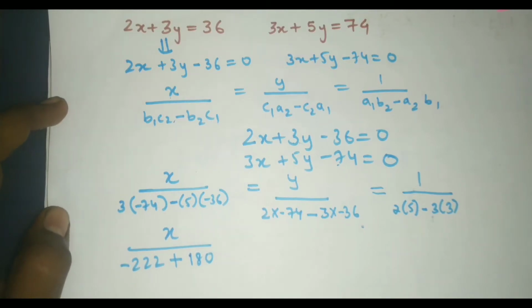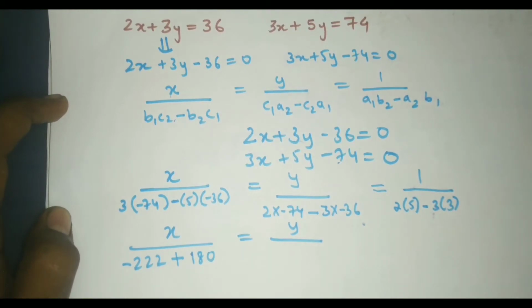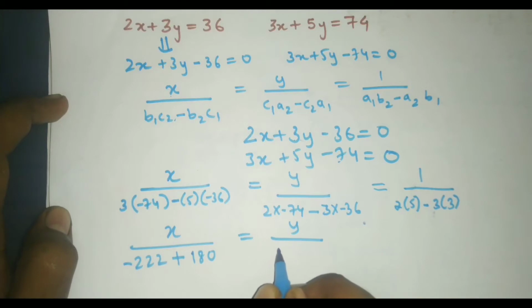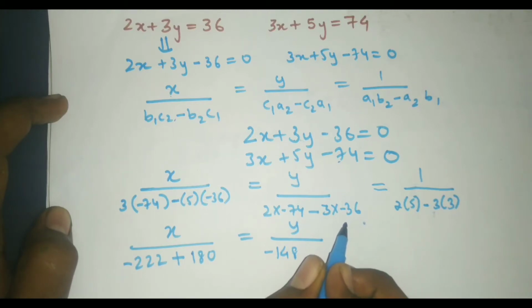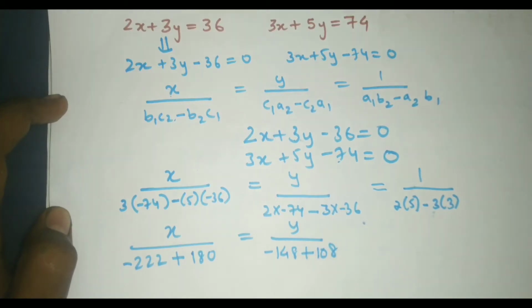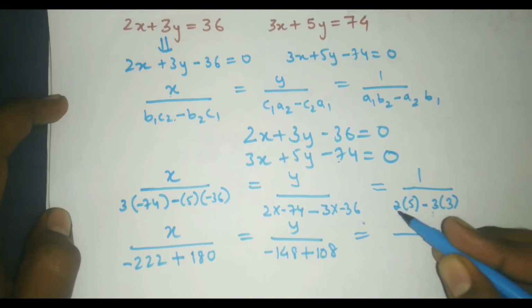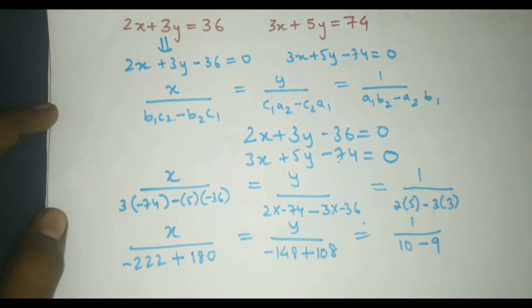Now y by, simplify this. 2 into 74 is 148, so minus 148. Then minus 3 into minus 36, minus minus becomes plus, and 3 into 36 is 108. Then equal to 1 by this term: 2 fives are 10, minus 9. You got this term also.